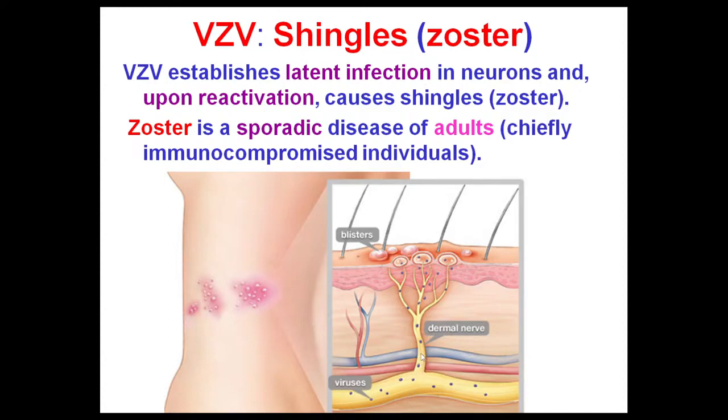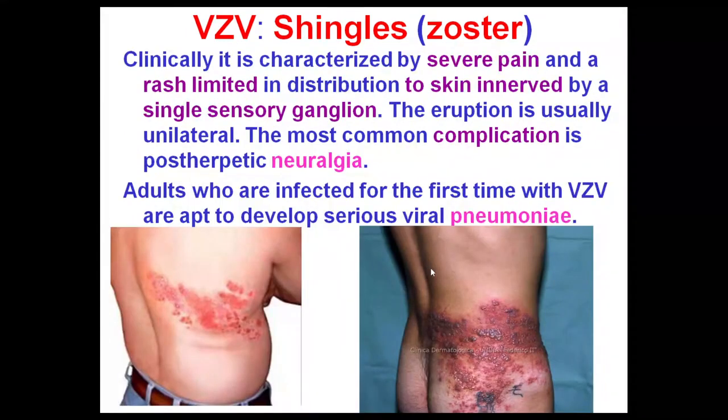dermal nerve may travel to the site of primary infection and cause there the disease that is called shingles, or zoster. It occurs sporadically, usually in adults, and it is very common in immunocompromised individuals, where we have very common reactivation of this virus.